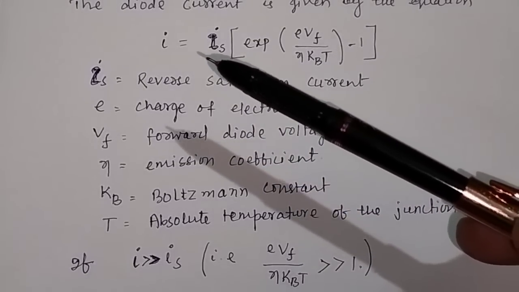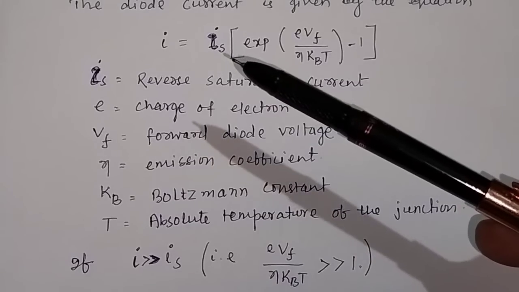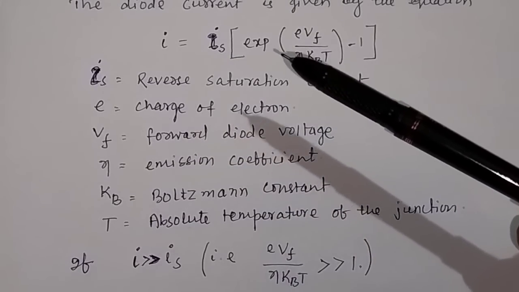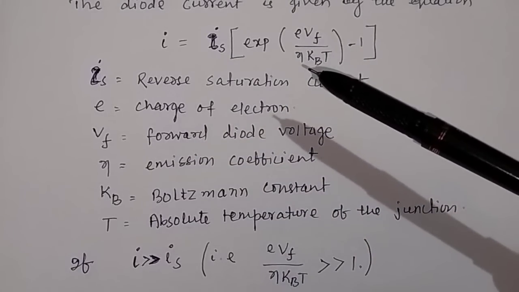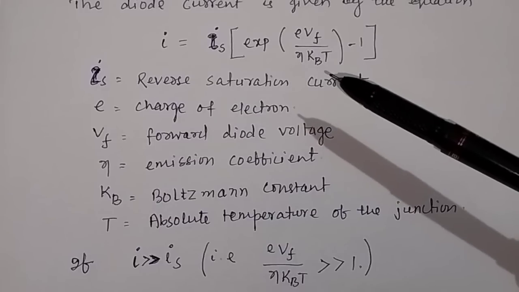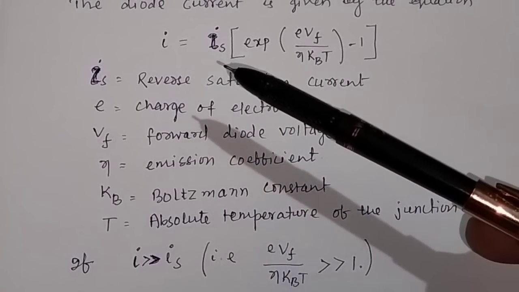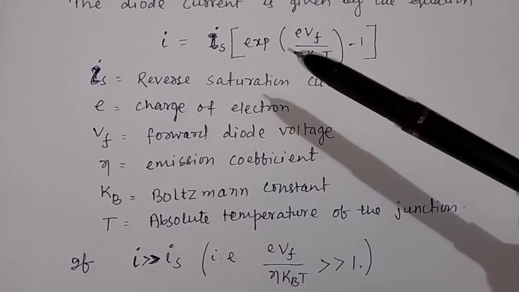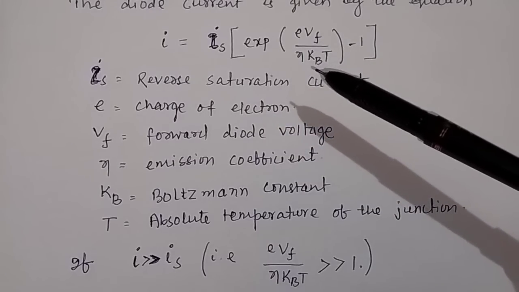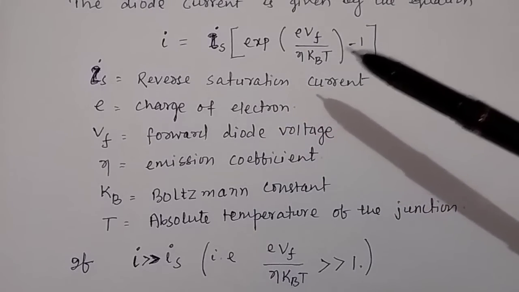So what will be I? I will be equal to Is into exponential of E Vf divided by eta Kb T. Then what will be I divided by Is? I divided by Is will be equal to exponential of E Vf divided by eta Kb T.